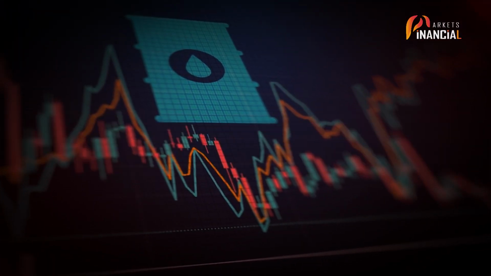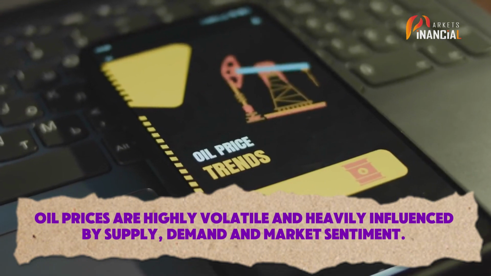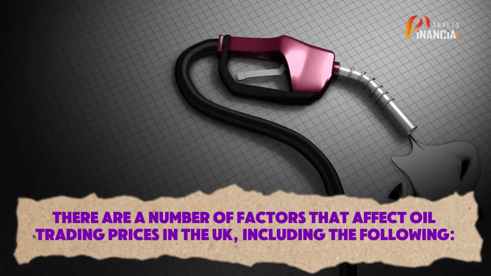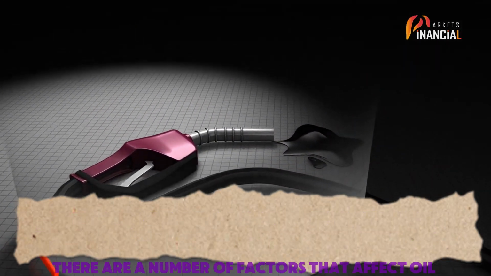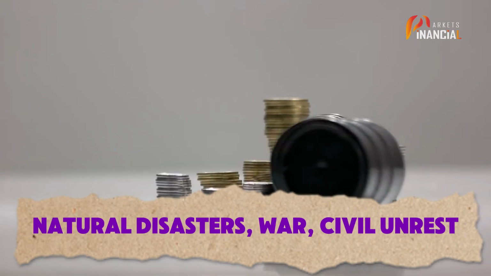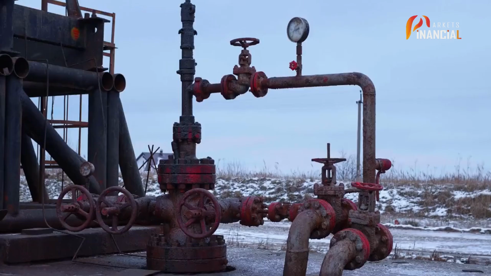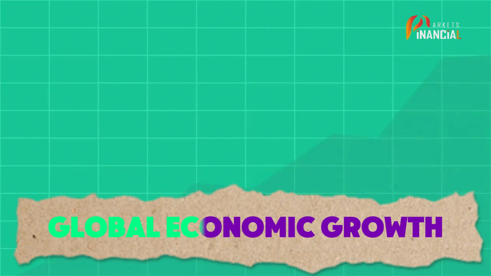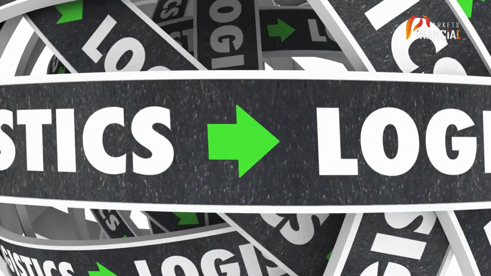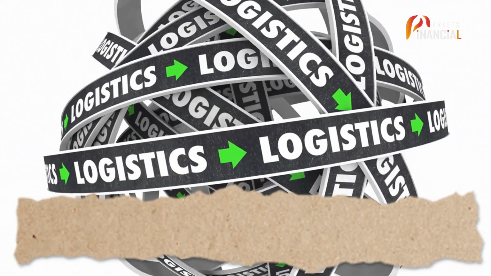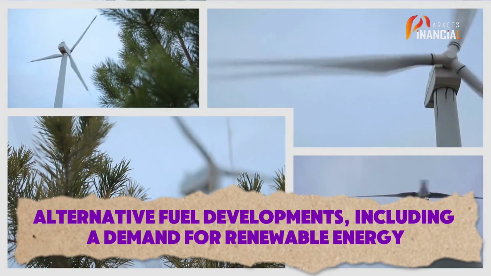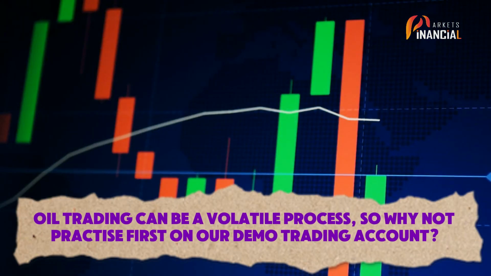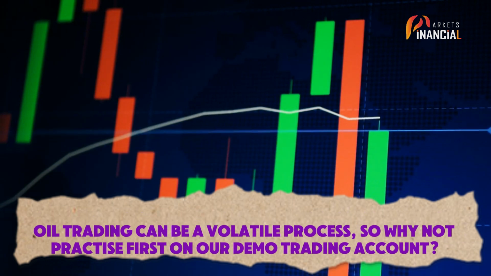Oil trading prices. Oil prices are highly volatile and heavily influenced by supply, demand, and market sentiment. There are a number of factors that affect oil trading prices in the UK, including the following. 1. Natural disasters, war, civil unrest. 2. Seasonal demand. 3. Population growth. 4. Global economic growth. 5. Shipping availability and freight rates. 6. Alternative fuel developments, including a demand for renewable energy. Oil trading can be a volatile process, so why not practice first on our demo trading account?